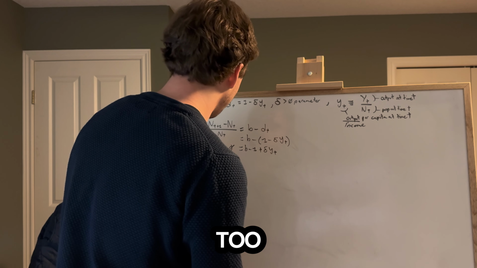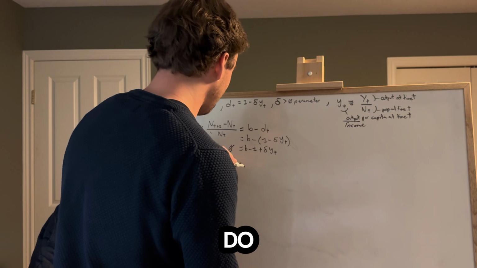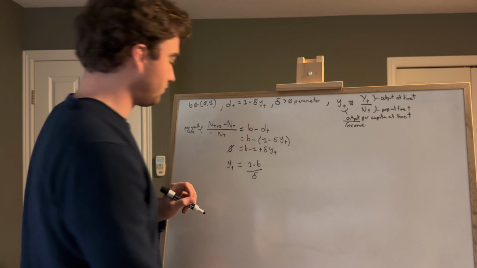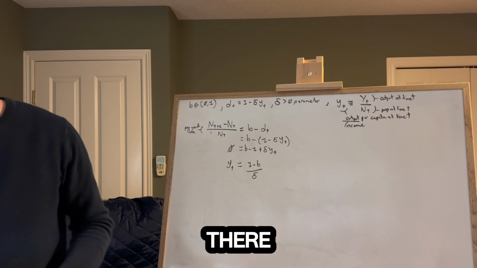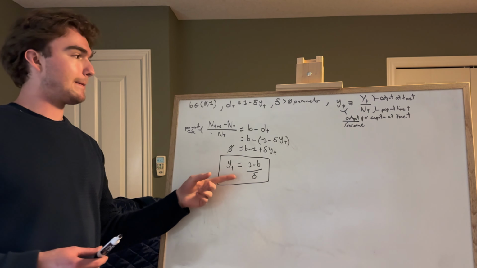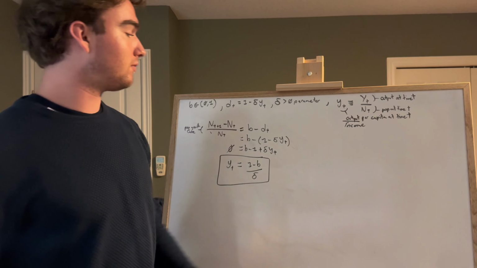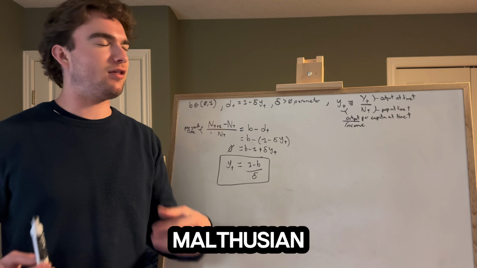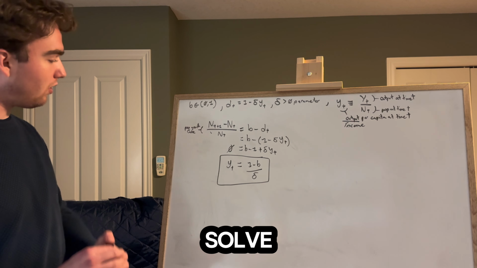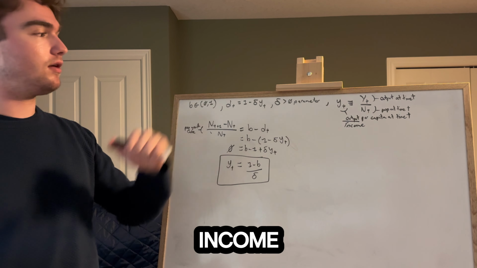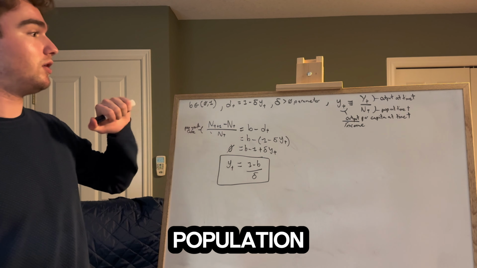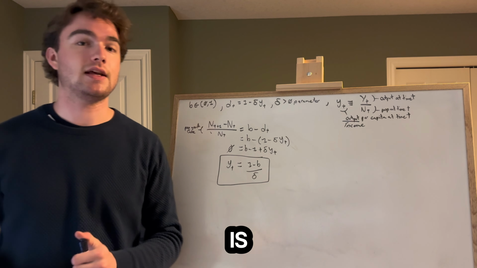So this isn't too difficult. I'm gonna do it all in one step. There we are, and we're done. With these rules, a Malthusian economy, with these rules, we were able to solve our income or output per capita at time t when the population growth rate is at 0.